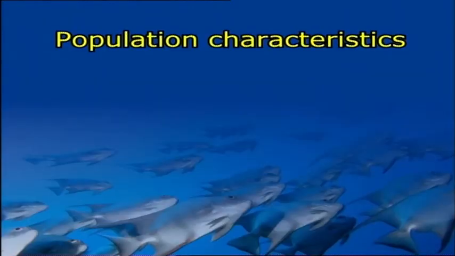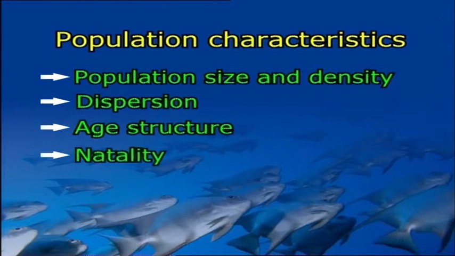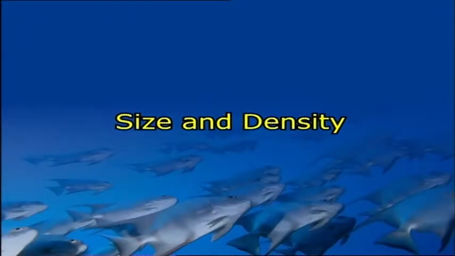Each population occupying a particular space has several special characteristics which are unique to that population. The main population characteristics include population size and density, dispersion, age structure, natality, mortality, and life tables. Now, we will start with the study of a very important characteristic of any population. Size and density. Let us understand the general meaning of both the terms first.